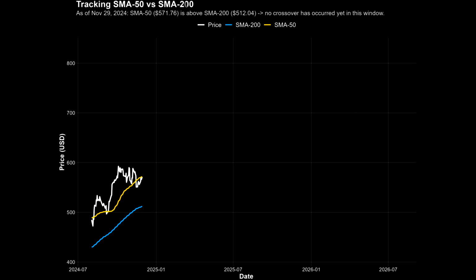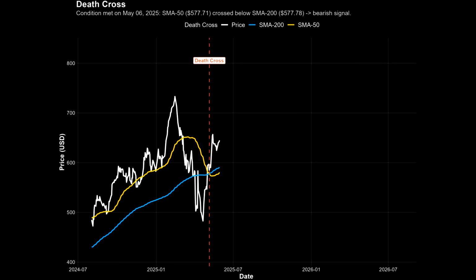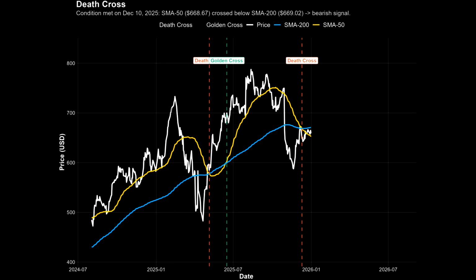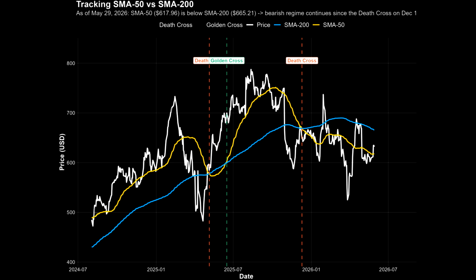Here's the same concept in another ticker. Death cross is SMA 50 crossing below SMA 200, and golden cross is SMA 50 crossing above SMA 200.